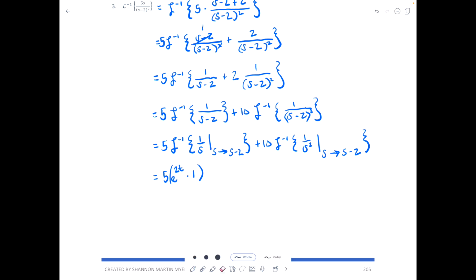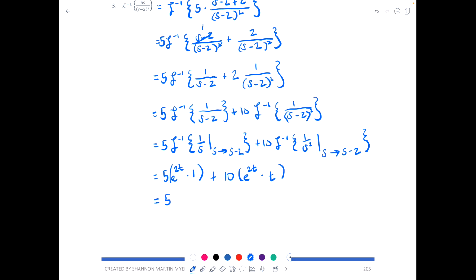And then plus 10, we still have that first part is the same, e to the 2t, because we shift by 2. And then this one will just be times t, because the inverse Laplace transform of 1 over s squared is t. And then the shift is taken care of by e to the 2t. And so just simplifying, we have 5 e to the 2t plus 10t e to the 2t. And we're done.